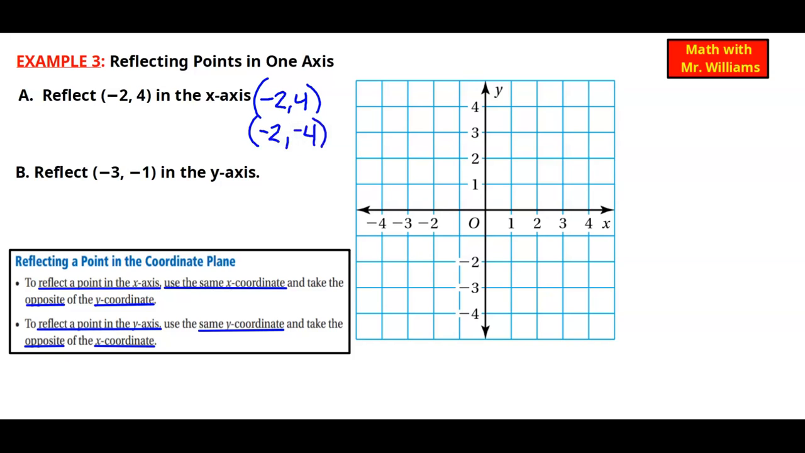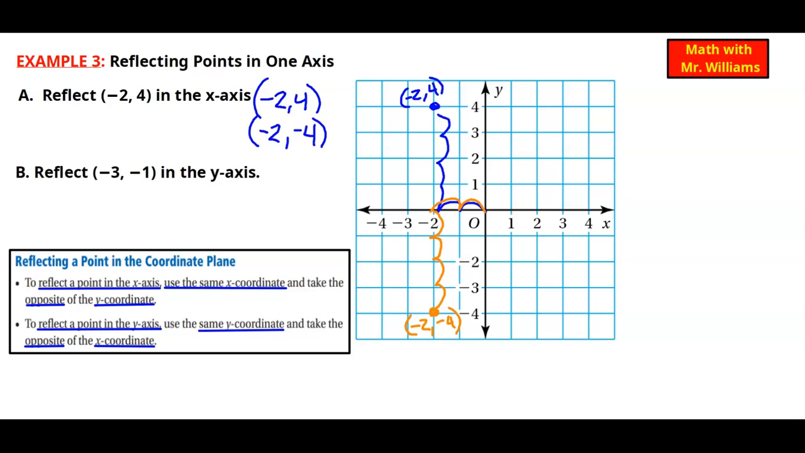So let's go ahead and plot that. So we have negative 2, and then we go up 4, and there's negative 2, 4, and then we're going to go ahead and plot the reflection. So we have negative 2, 1, 2, and then we're going to go down 4. All right, and we can clearly see that it's reflected across that x-axis. All right, let's go to B.